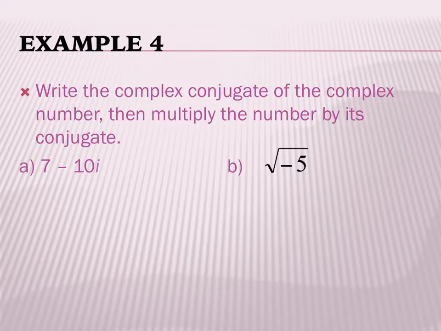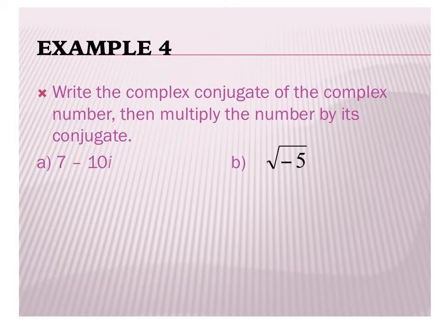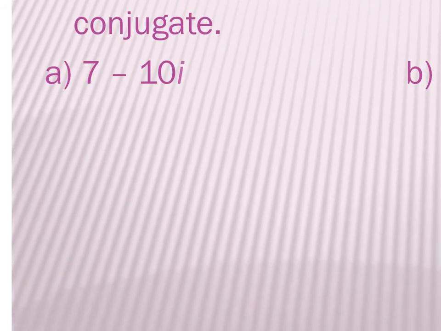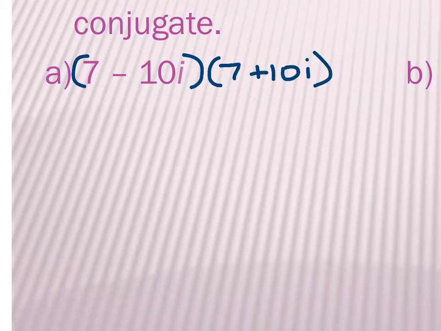All right, so here's example 4. Write the complex conjugate of the complex number, then multiply the number by its conjugate. So let's look at A first. The first thing we want to do is just identify the conjugate. So if my initial one is 7 minus 10i, then my conjugate is 7 plus 10i. And then I want to FOIL it out. So I'm going to show you first the FOILing, and then we'll use the shortcut.